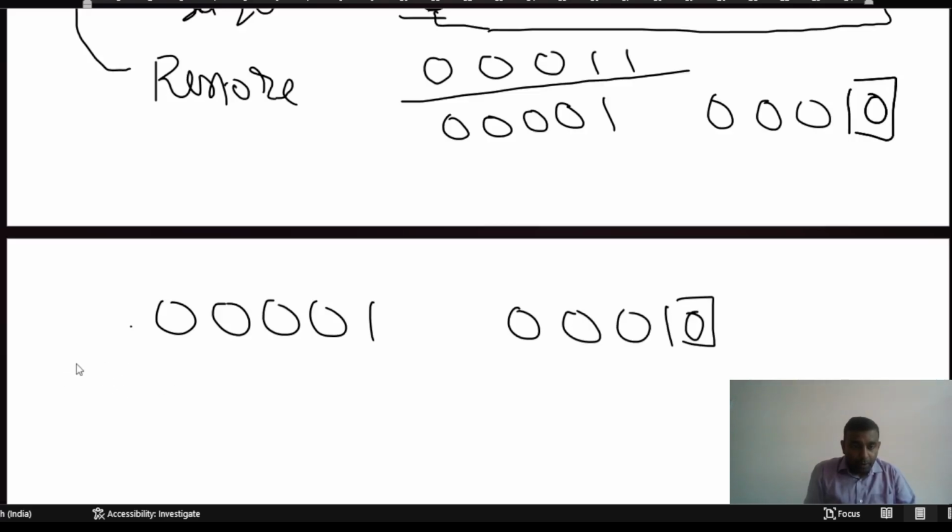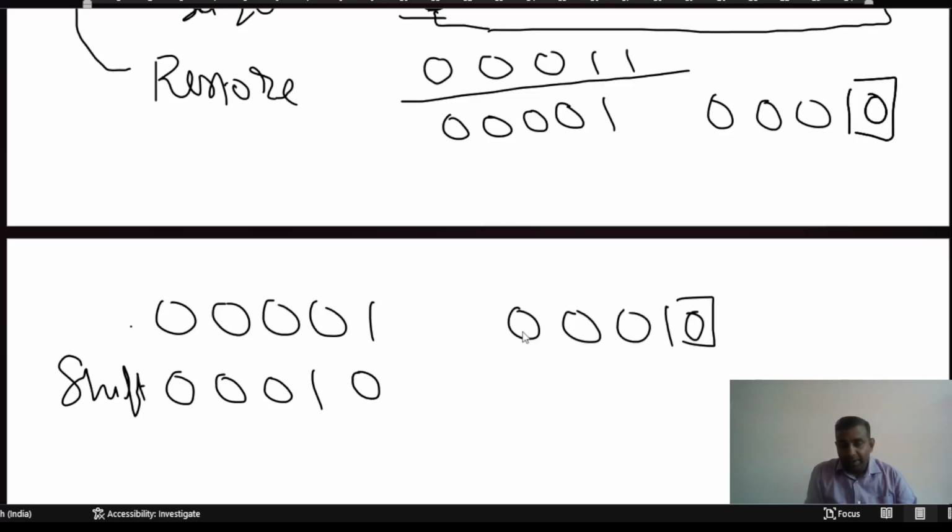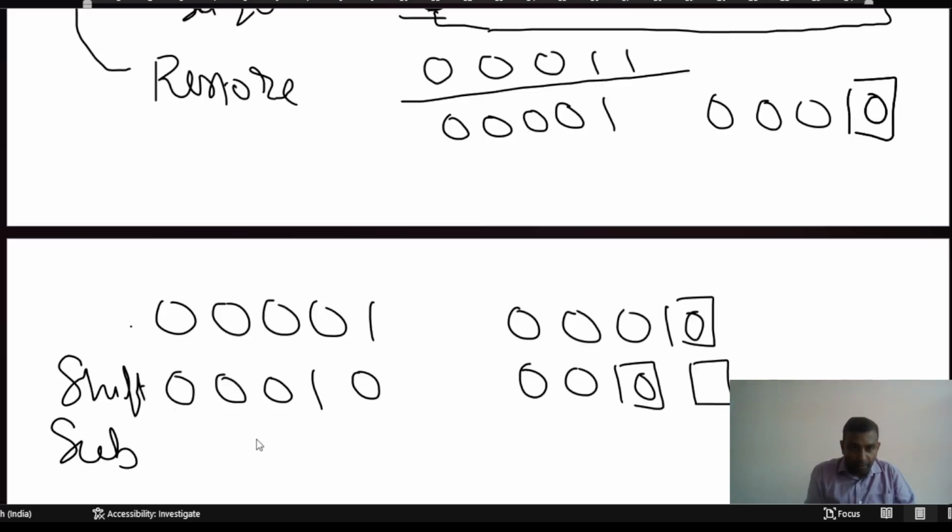Now we will perform the shift operation. That is our first operation for cycle 2. 0, 0, 0, 1, and then the first bit of the M register is shifted to the A register. And what will remain here? Here is double 0 and then bracket 0 and then again a blank bracket. Okay. Now again we need to perform the subtraction operation, which is our second operation. In subtraction, what do we need to add?